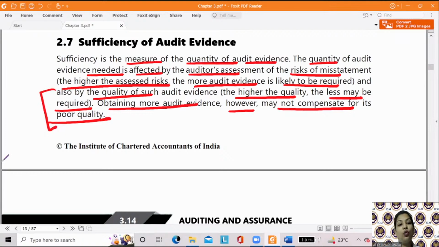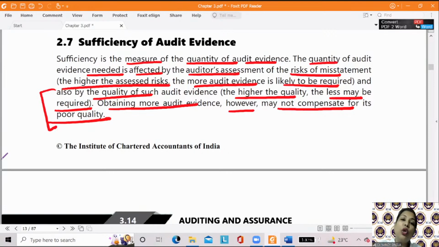So you may get a true or false here: the quality of the audit evidence affects the quantity of the audit evidence. The higher the quality, the less may be required. Also, if the auditor obtains more quantity of audit evidence, it will compensate for the poor quality. And the answer is what? False. This statement is not correct.